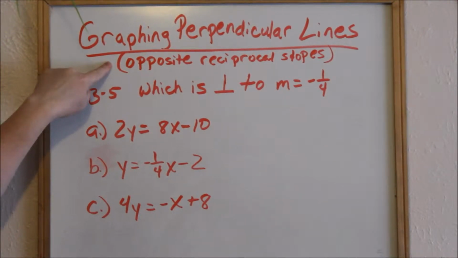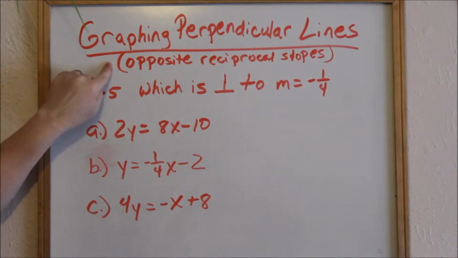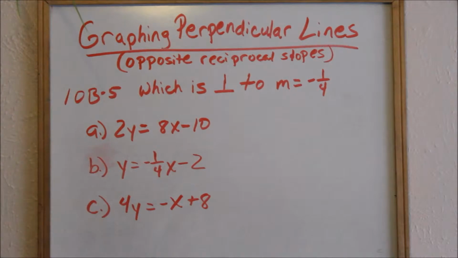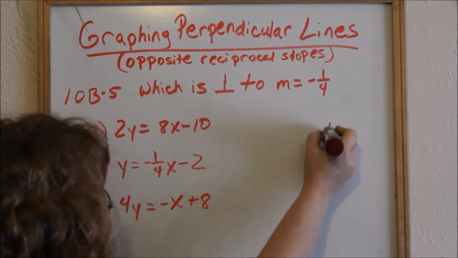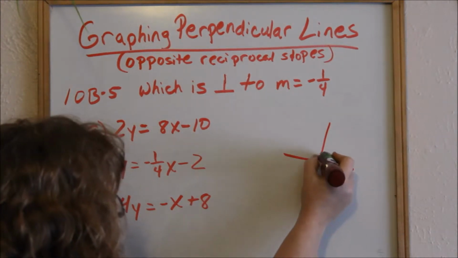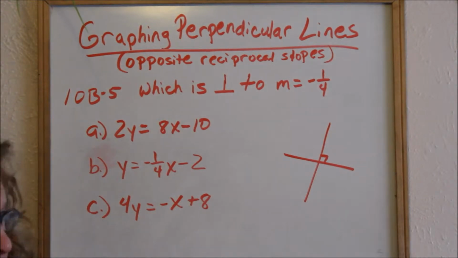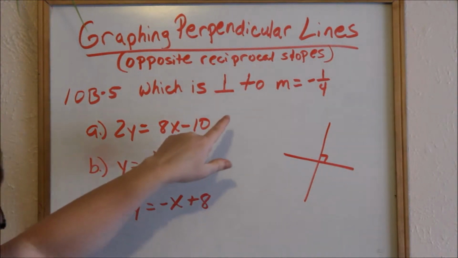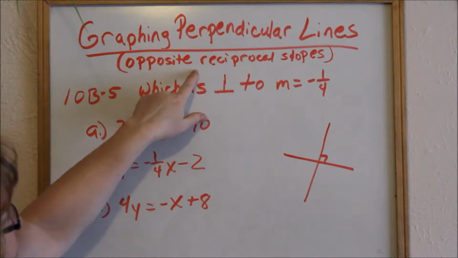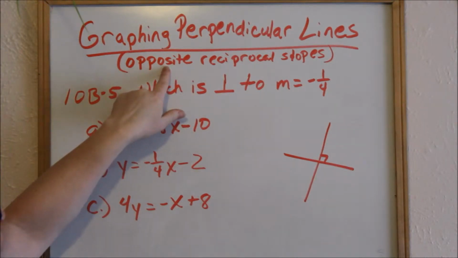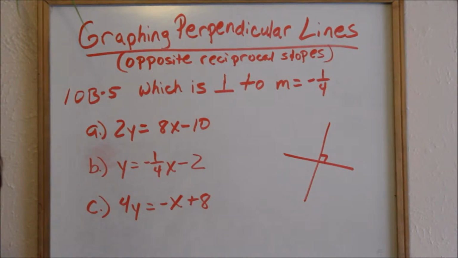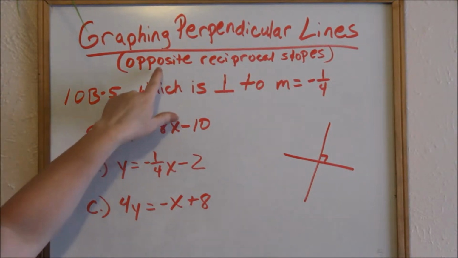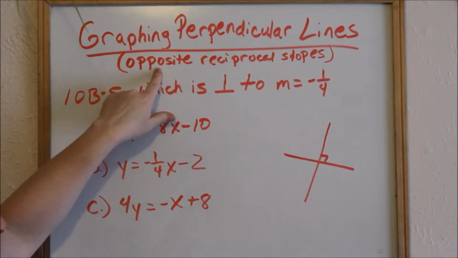Alright, we're going to be graphing perpendicular lines. What you need to know about perpendicular lines: hopefully you know what perpendicular lines mean. That means they have a right angle. The lines look like this. Those two lines form a right angle. Those are perpendicular. So perpendicular lines have opposite reciprocal slopes, meaning that if one slope is positive, then the other one is negative, and they are reciprocals of each other. So opposite reciprocals, I mean opposite signs.